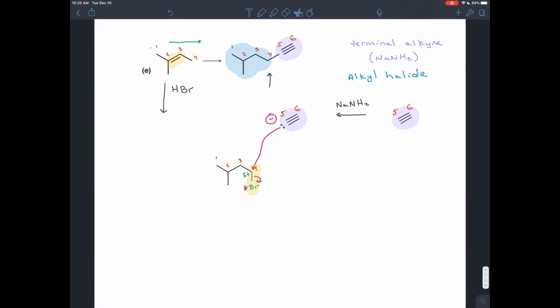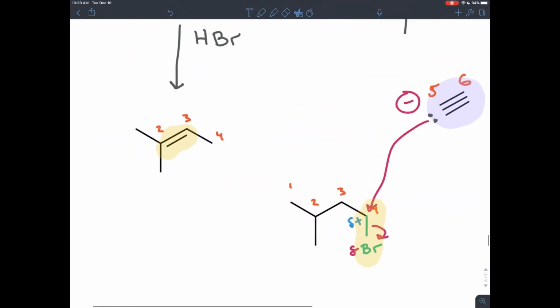Now this by itself would be Markovnikov addition. So let's zoom in on this. Think about the substitution here.